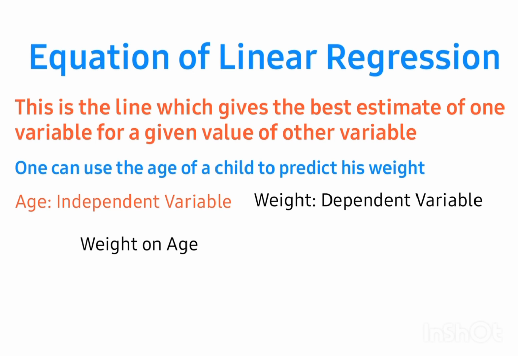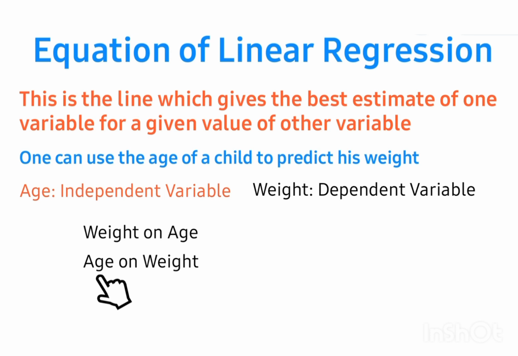On the contrary, if the weight is the independent variable while the age is the dependent variable, the regression would be regression of age on weight.